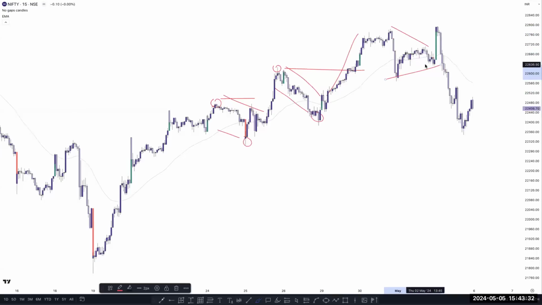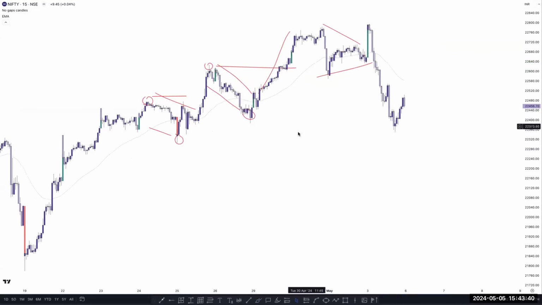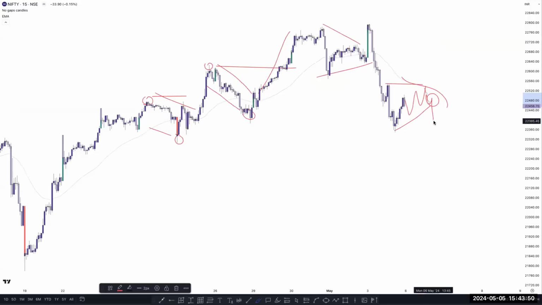This is the last structure, which was broken but failed. It means the structure is not able to go higher. The market is trying to push downside, and the market can take another continuation pattern here like this one, test this EMA, and create a continuation pattern here. And if the market gives any bearish indication here, we can sell. So this is a possible scenario in Nifty in the 15-minute time frame.